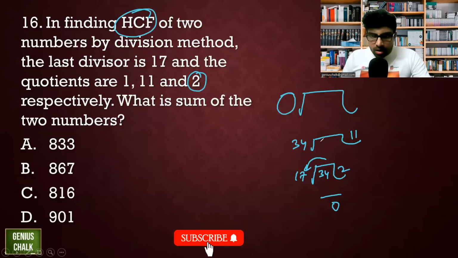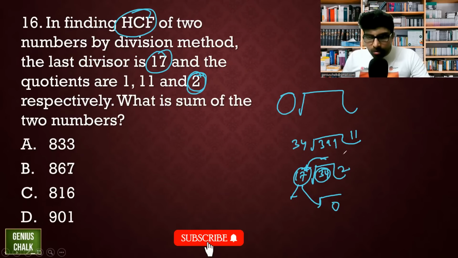What happens is, this is the division method. If the last divisor is 17, that means it is giving me 0 remainder. That's why this is the HCF. And this is giving me remainder 0, and the last quotient is 2. So 17 times 2 is 34 plus 0 is 34.